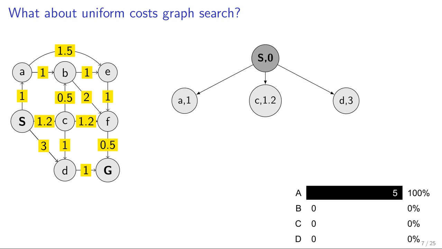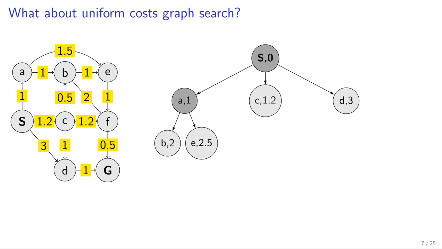Okay, so let's publish. Everybody picked A, which is correct. Unlike in the breadth first search, where these would all be on the same depth, at the same level, here the actual costs matter. So I will choose the smallest cost, which in this case is 1. So I will expand A. Okay, nice. And this gives me this.